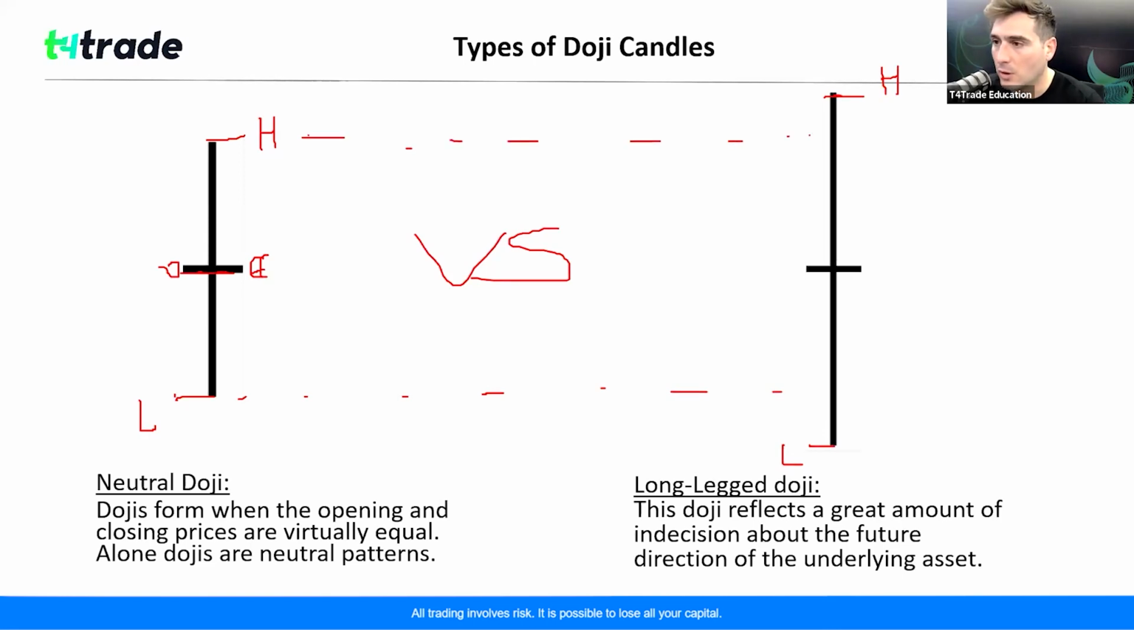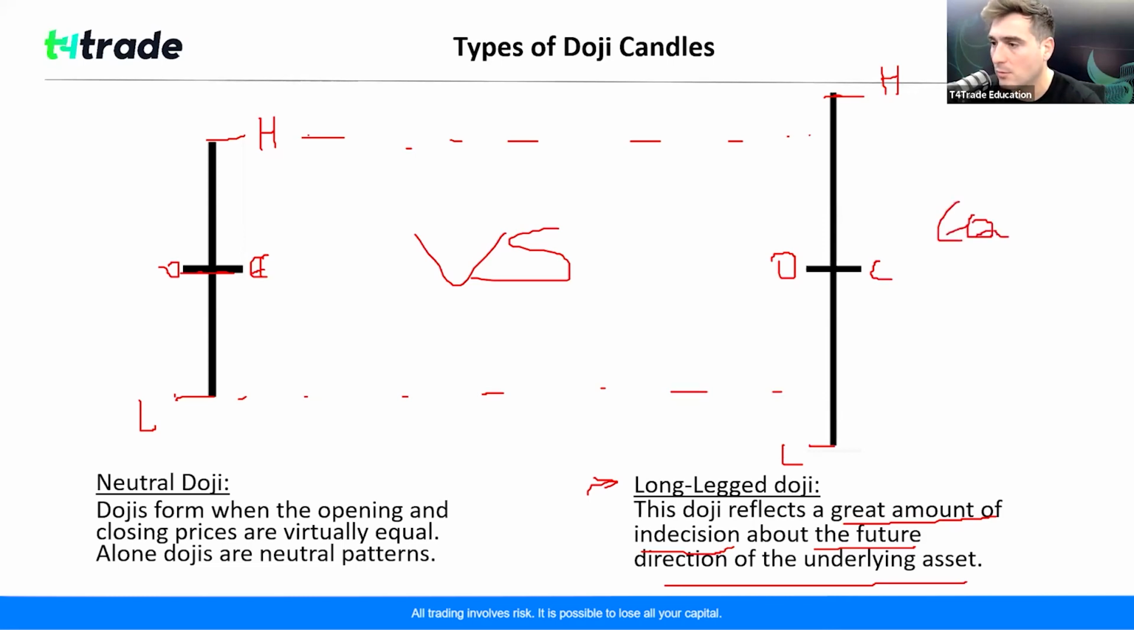So what this indicates is, relatively speaking, super simple. When you have a long-legged doji, that means it has extreme high and low points, but it opens and closes at the same price. The doji reflects a great amount of indecision. So the larger it is, the more significant it is, and the larger the high and low prices, obviously. So it has greater indecision about the future direction of the underlying market. We need to see what comes after it, because this is what we call an equilibrium.